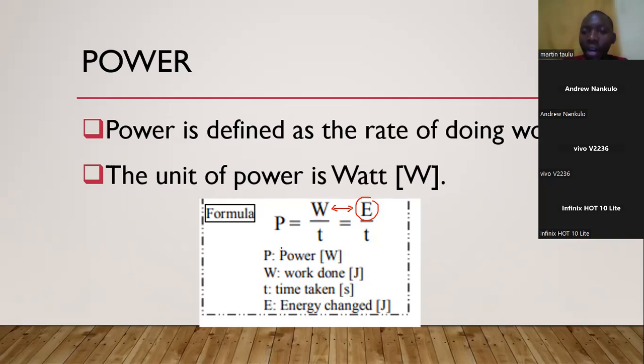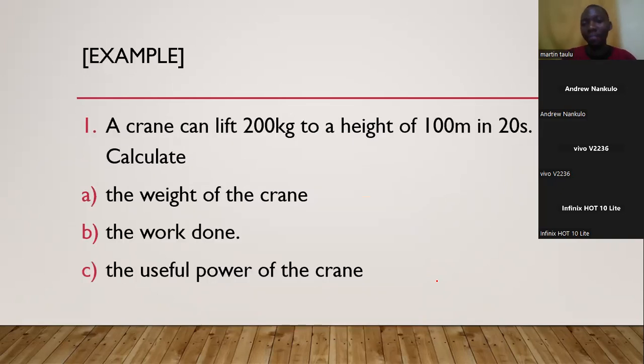So sometimes you have a question that requires you to calculate the power, but they have not given you the work. What they have given you is the energy. You will still use that energy to calculate the power. So P represents power, W is the work done, T is the time taken, and E is the energy in joules. This is the end of power. The topic is done. So let me give you an example just to cement your understanding.